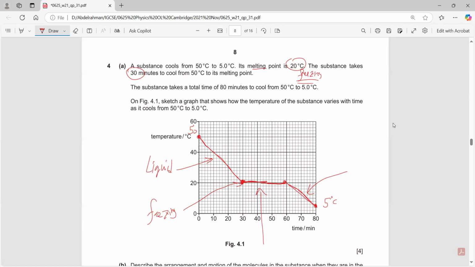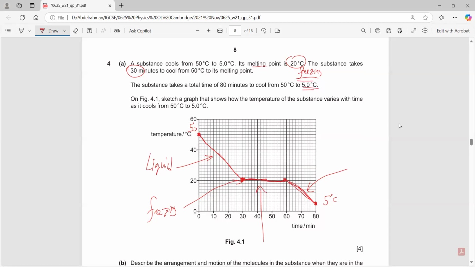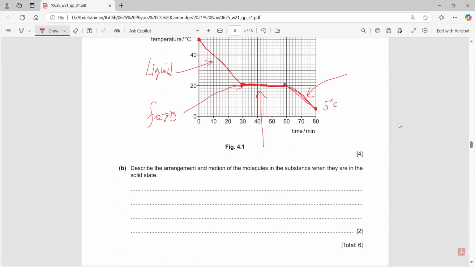And then after it changes completely to solid, it will start to decrease its temperature, starting from 20 all the way to 5 degrees Celsius. Why? Because he wants to stop at 5 degrees Celsius. Okay, I hope it's clear now.